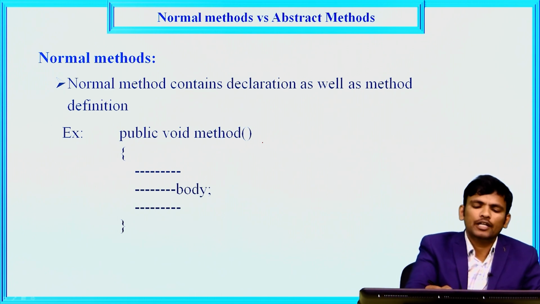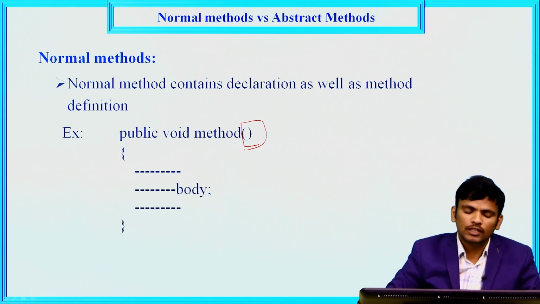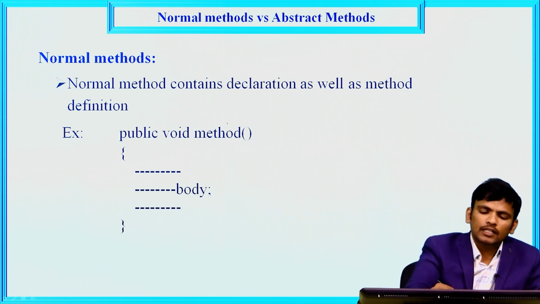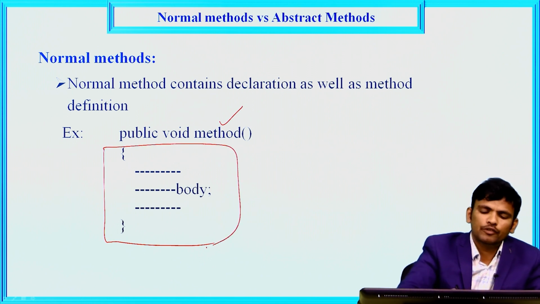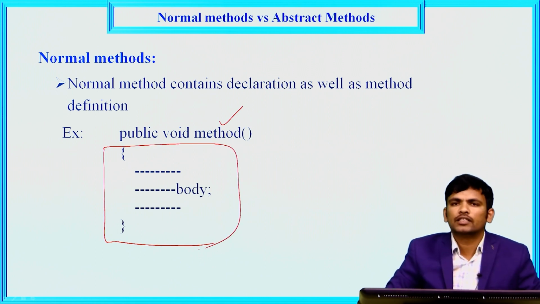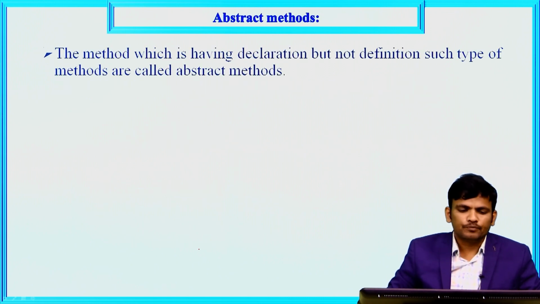How can we identify a method? If any name is associated with parentheses, it is a method. If a method contains both the declaration as well as the definition, which is this part, then we can call it a normal method.